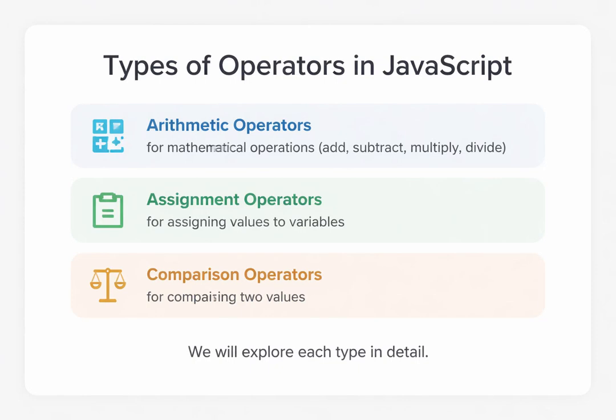Now, operators in JavaScript come in several types. The 3 main ones we're going to focus on today are, first, arithmetic operators. These are used for mathematical operations like addition, subtraction, multiplication, and division. Second, assignment operators. These are used to assign values to variables. And third, comparison operators. These are used to compare 2 values against each other. Each of these plays a very different role, and you'll be using all of them constantly as you write JavaScript code. Let's go through each one in detail.